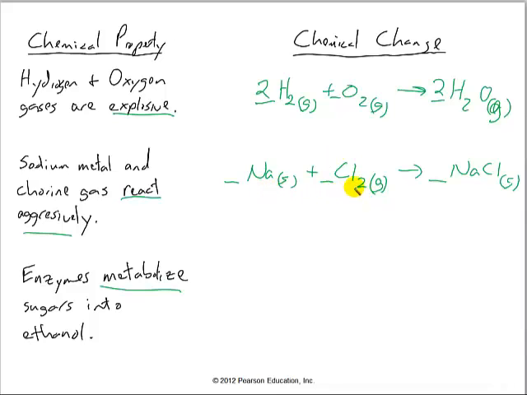Chlorine gas is very reactive. We'll see examples of that as we go through the class. And chemical change has occurred. This is the diatomic elemental form of chlorine, and this is the elemental form of sodium. I guess I should have mentioned that as well. That's the language that we started working with in the last video.